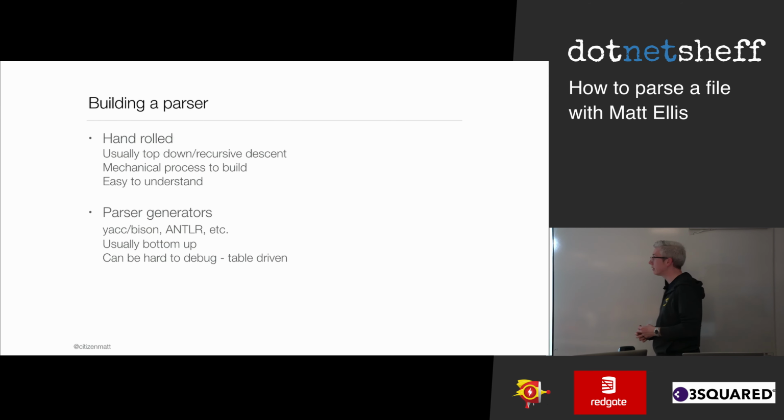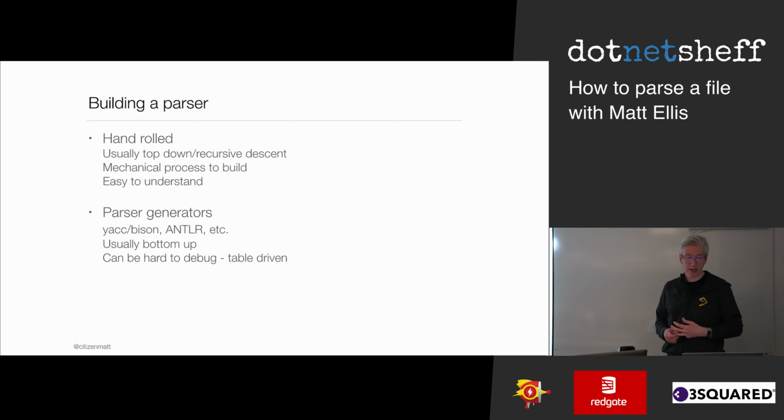If you want to build a parser, you don't necessarily have the same way of working as with the lexer generator. There are two real ways of doing it. You can hand roll it, you can write it yourself. If you're doing that, then usually you want to write a top-down recursive descent parser, because it's just a mechanical process. It's fairly intuitive, it's fairly easily understandable.